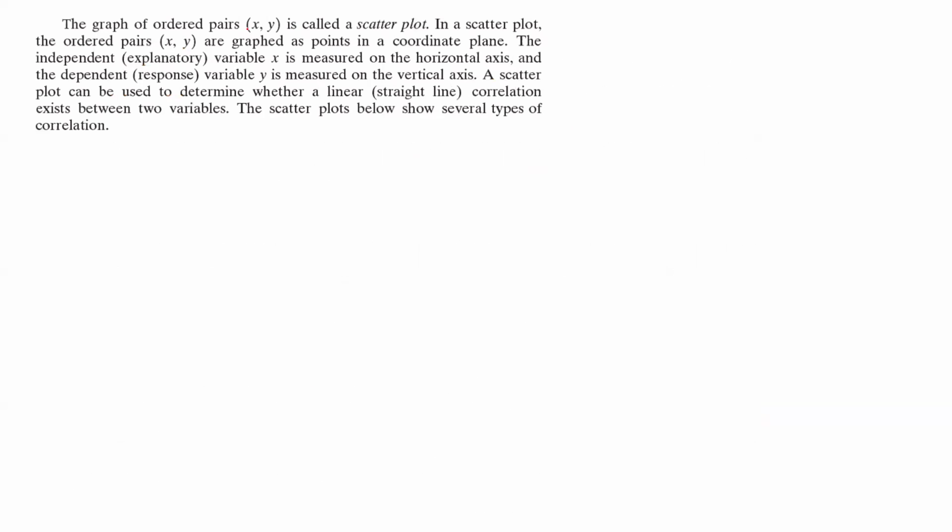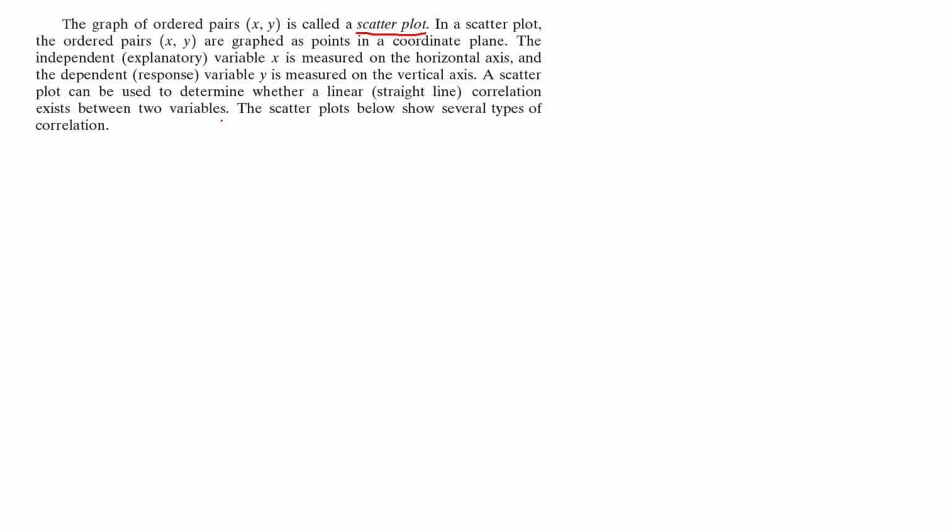The graph of ordered pairs (x, y) is called a scatter plot. In a scatter plot, the ordered pairs x and y are graphed as points in a coordinate plane. The independent or explanatory variable x is measured on the horizontal axis, and the dependent response variable y is measured on the vertical axis. A scatter plot can be used to check to see if a linear or straight line correlation exists between two variables or not.